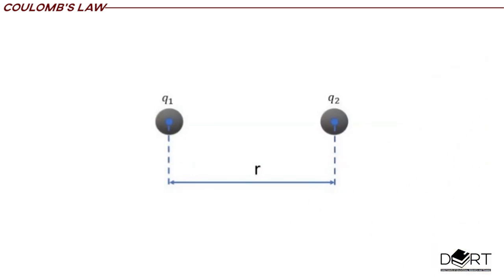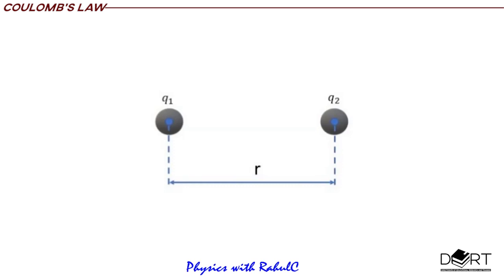So let us consider two point charges, Q1 and Q2, placed a distance r apart. In Coulomb's law, the charges are considered to be point charges, and a little later I will explain what we mean by point charges. In this diagram, of course, the charges Q1 and Q2 do not look like point charges.